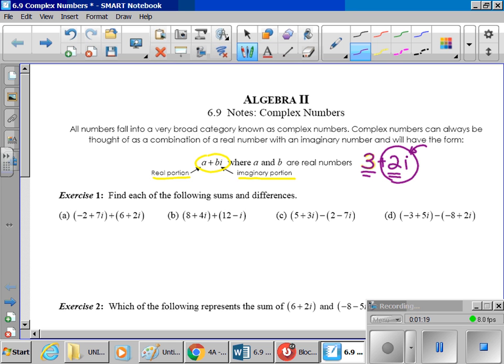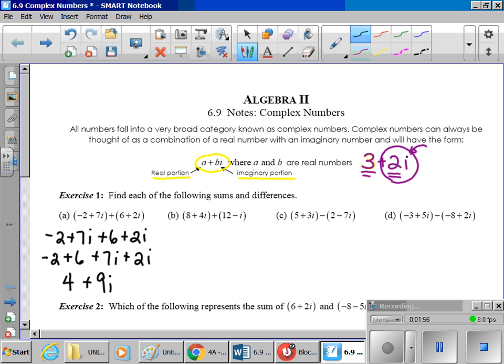Number one says, find each of the following sums and differences. When you have a plus sign, you can just remove your parentheses. So you're going to get negative 2 plus 7i plus 6 plus 2i. Just take away the parentheses. If you want to use the commutative property, you can move things around a little bit. I'm going to put my real portion out front and my imaginary portion in the back, and then simply combine like terms. Negative 2 plus 6 is 4. 7i plus 2i is 9i. So that's how you add complex numbers.